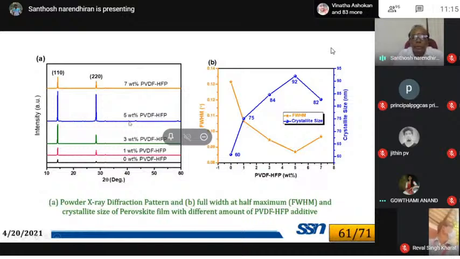The 5-8% PVDF added perovskite. When you go for the XRD, you get the tallest peak, showing that the crystallinity is the best, and the full width at half maximum value increases. The crystallinity is like this. And so, corresponding to the 5-8% PVDF-HFP, the results are the best.